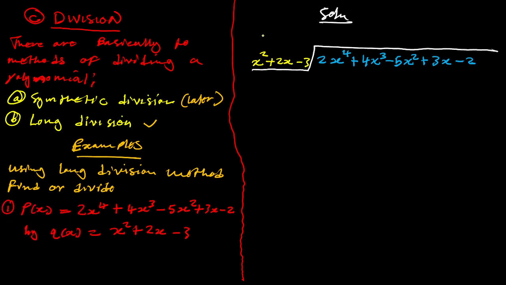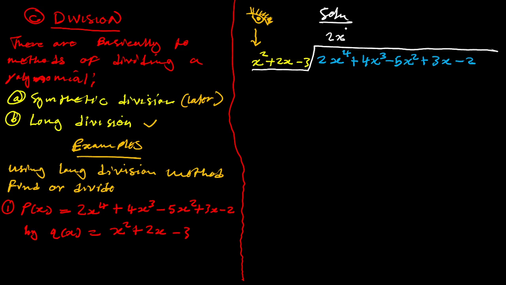Now, your eyes should be on this one first. Okay? I'm sure you guys have the third eye. Your first eye should be on this guy first. Okay? This is where your first eye should be. So since you are looking at this one, you're going to say x squared into 2x to the power 4. Your answer will be 2x to the power 2. So 2x squared times x squared.